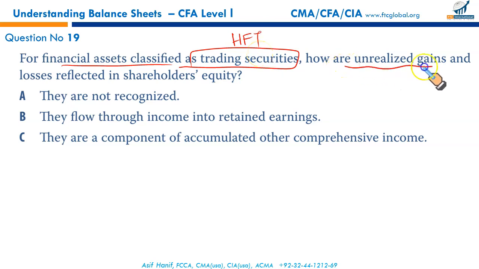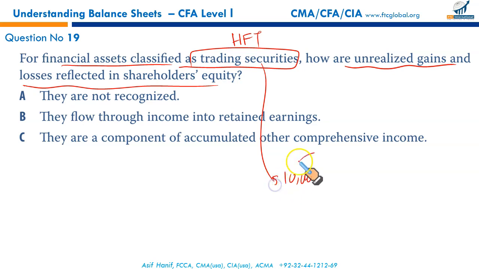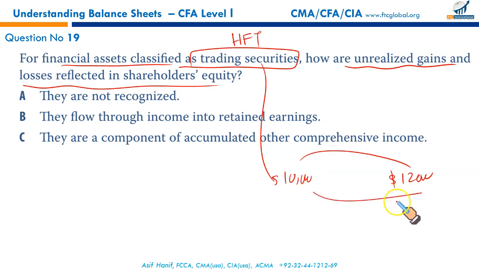How are unrealized gains and losses reflected? You purchase certain securities and designate them on the date of purchase as a trading security for $10,000, and at the balance sheet date, they could either go up or down. Let's say they have a fair value of $12,000 at the balance sheet date. Now, this increase is unrealized, of course, because we haven't yet sold. This increase in value is an unrealized gain.